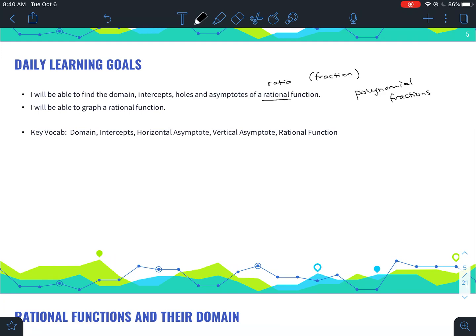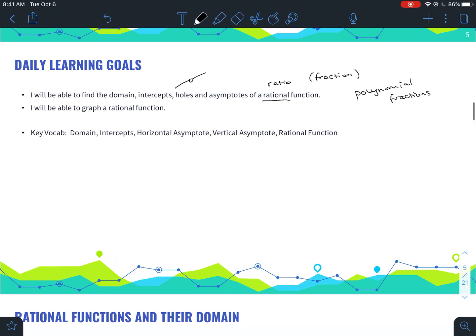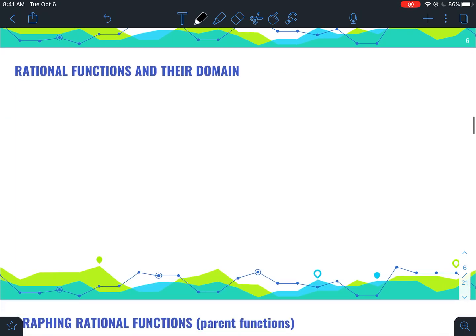We're going to talk about their different characteristics: their domain and intercepts. They have things called holes, which means you're traveling along the graph, and then all of a sudden you have a point that doesn't exist, and then it just keeps going in the same direction it was traveling before. That's called a hole. They also have both vertical and horizontal asymptotes. Those are dotted lines that are like boundary lines on the graph, which your graph won't cross. And then we're going to be able to graph our rational functions.